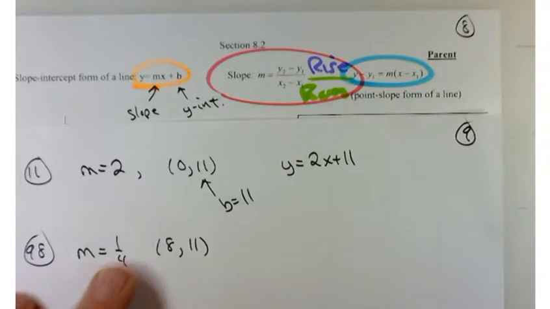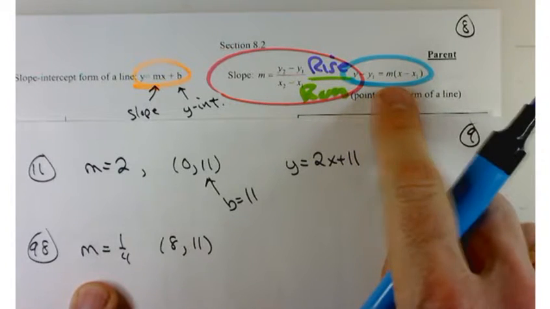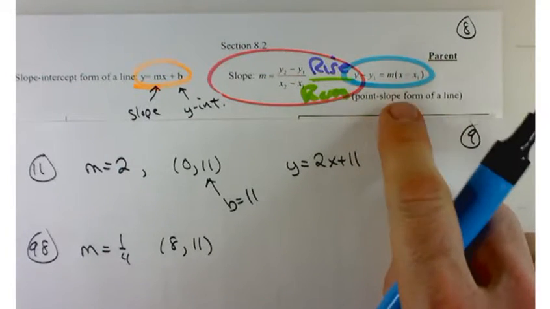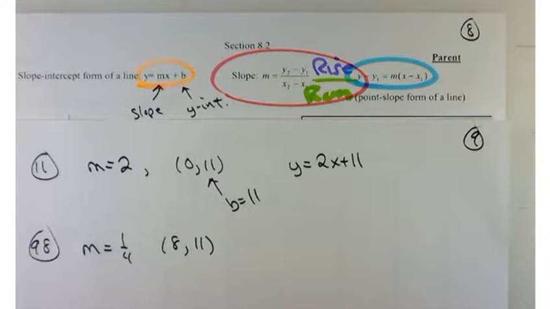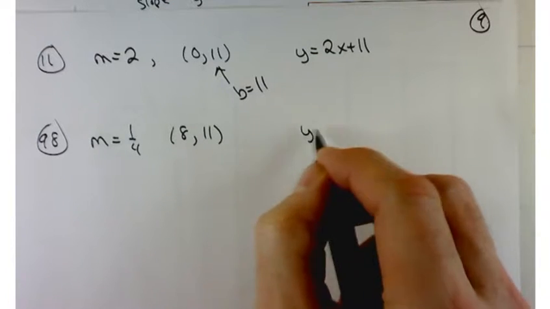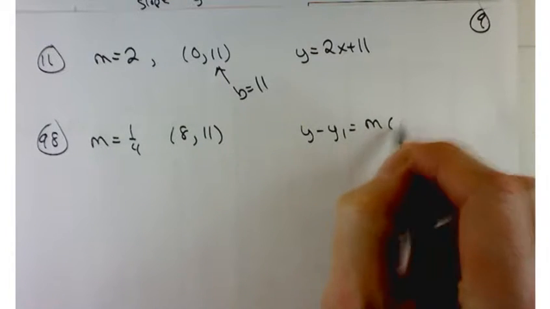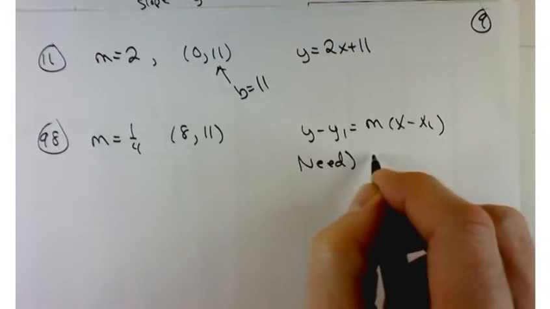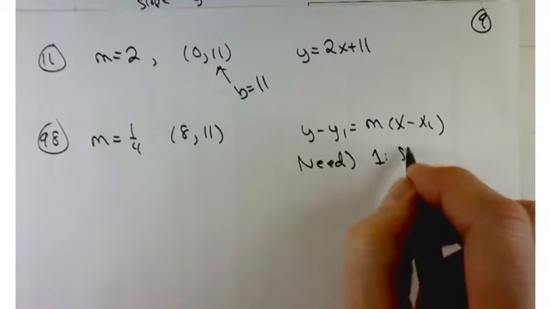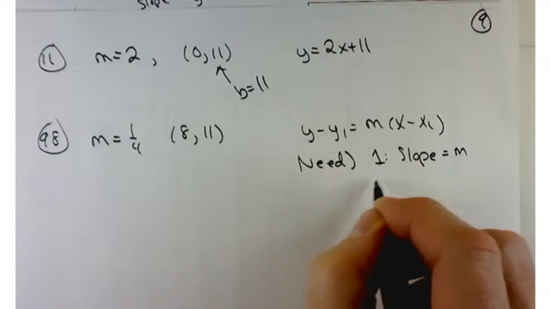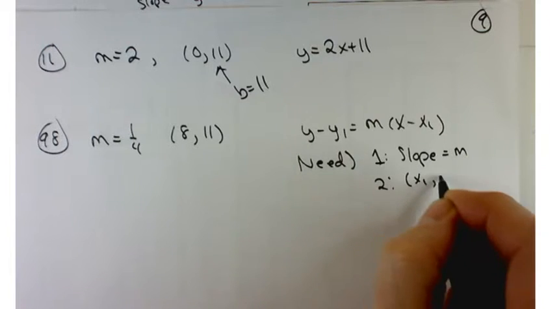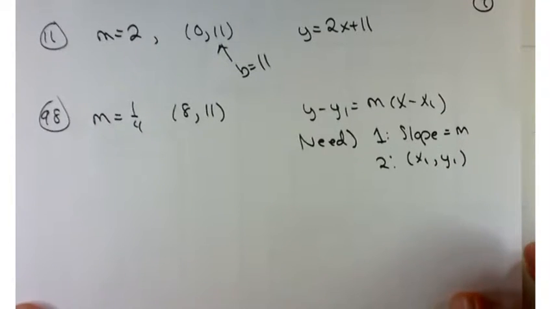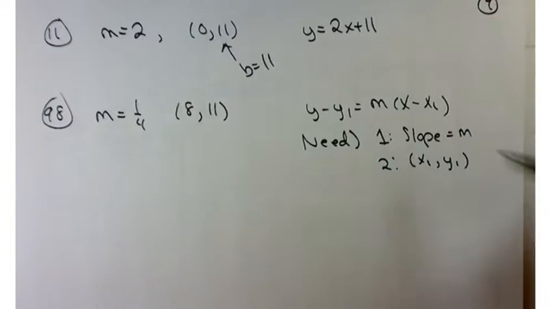So, y minus y1 equals m times x minus x1. This is the point slope form of the equation of a line. You need two things in order to use it. So let me write it down here. y minus y1 equals m times x minus x1. You need 1, slope, and 2, x1 and y1, a point. You need those two things. Hence the name, point slope form of the equation of a line.